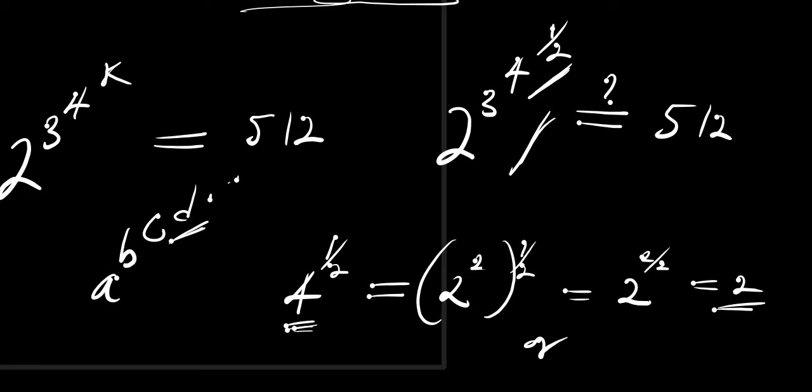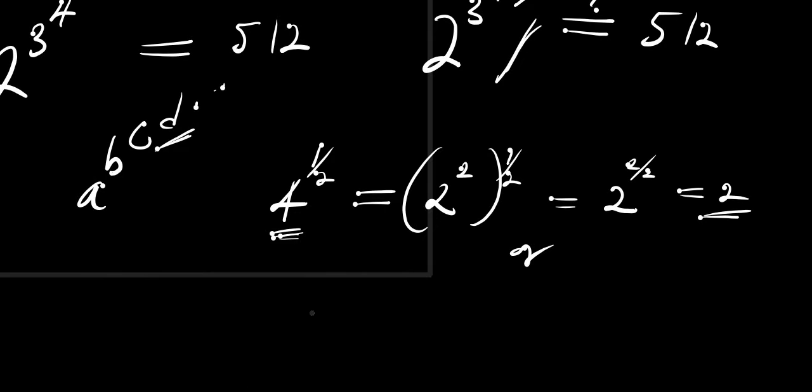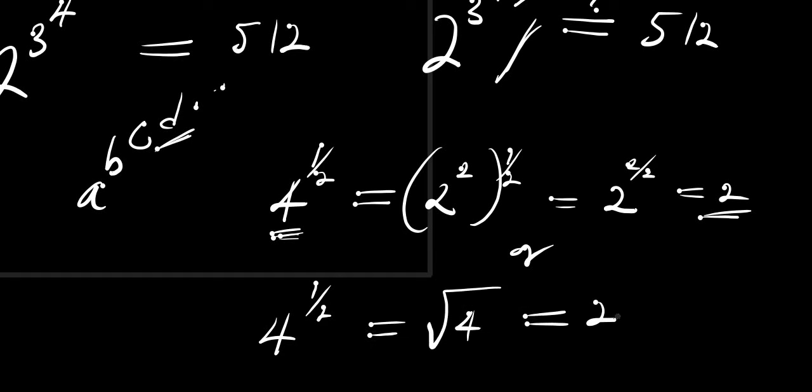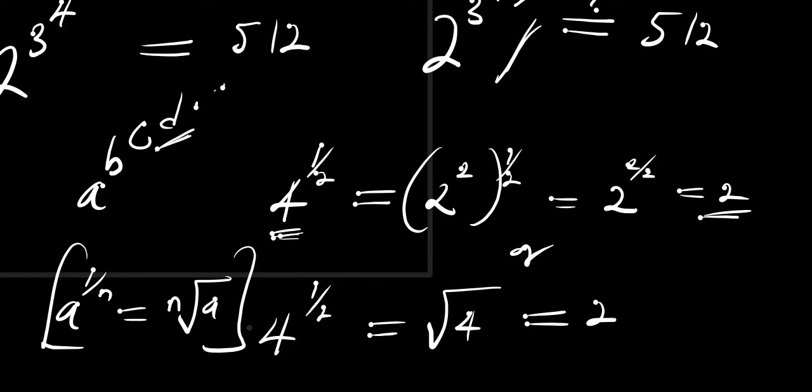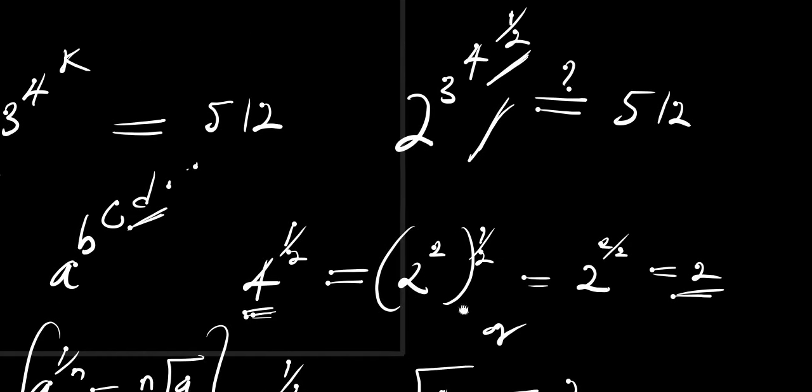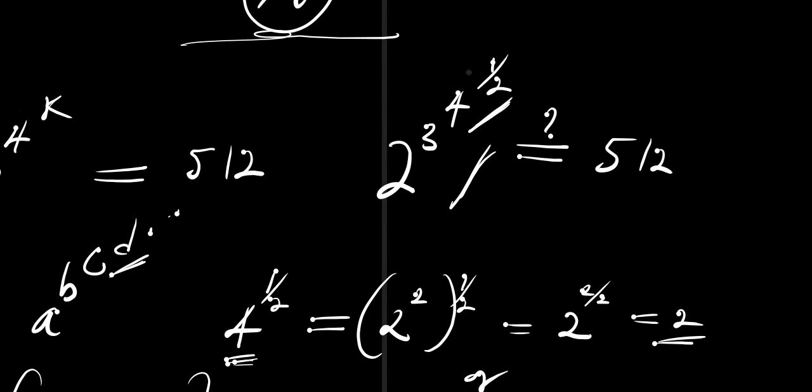Or if you don't want to do it that way, you can simply have 4 power 1 over 2 equals the square root of 4, which is 2. Remember, if you have a power 1 over n, this equals the nth root of a. So, 4 power 1 over 2 is the same thing as 2. So, we are going to replace these two exponents here with 2. So, we are now going to have something like this.